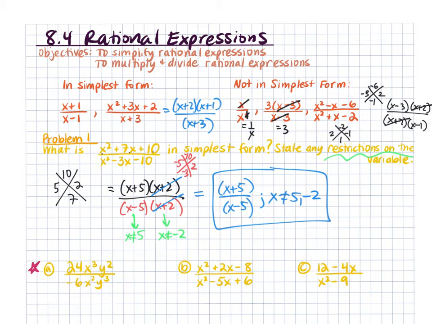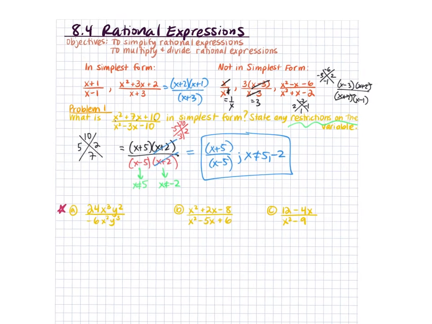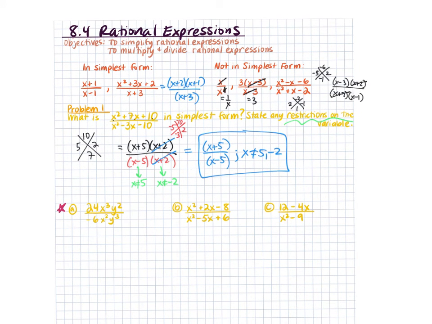Okay, so here are 3 for you to try on your own. Press pause, try them, and then check back for the solutions. Actually, let's do them one at a time. Okay, so this first one here, 24 divided by -6 is -4. That goes on top. 2 of the x's on top cancel with 2 on the bottom, so that goes away.